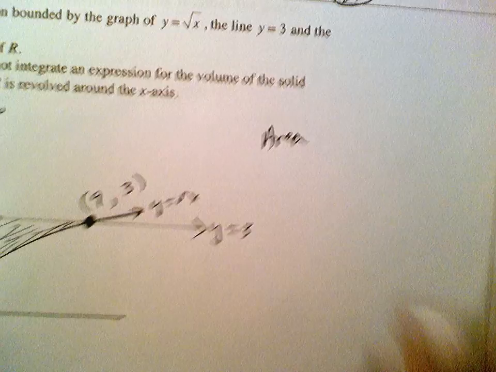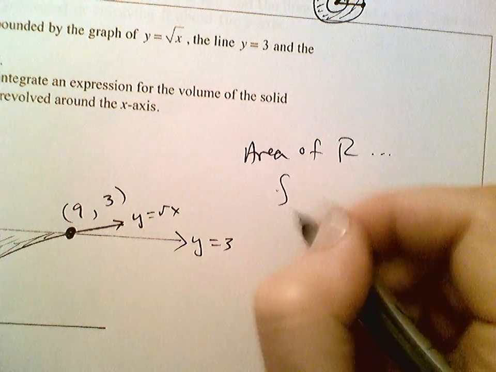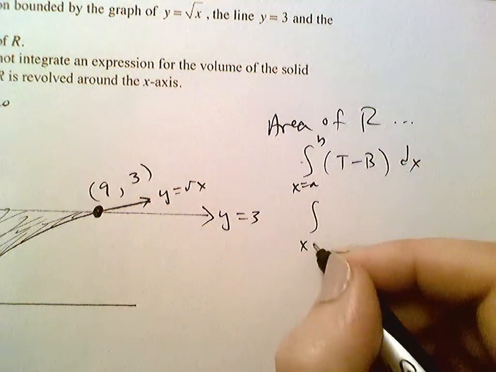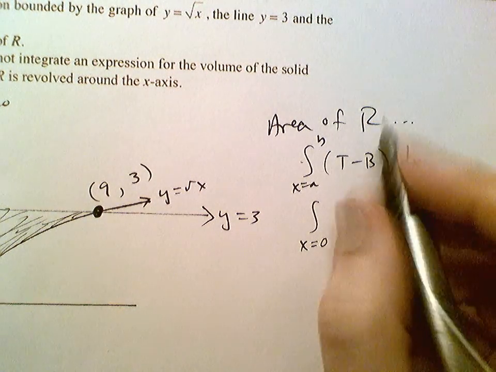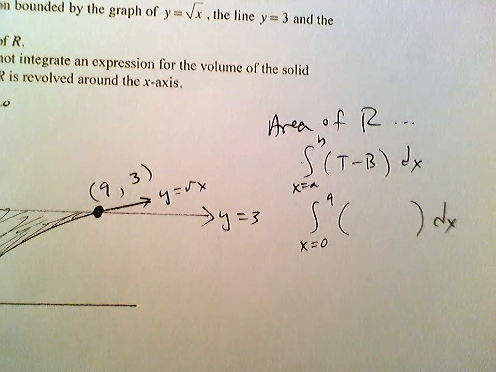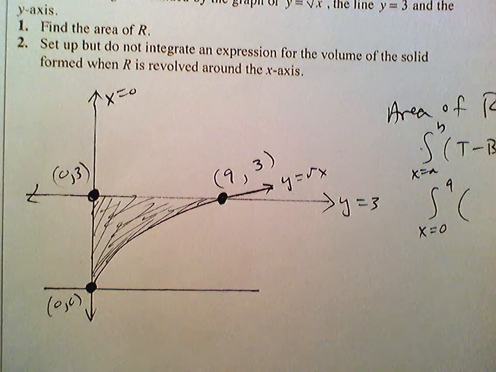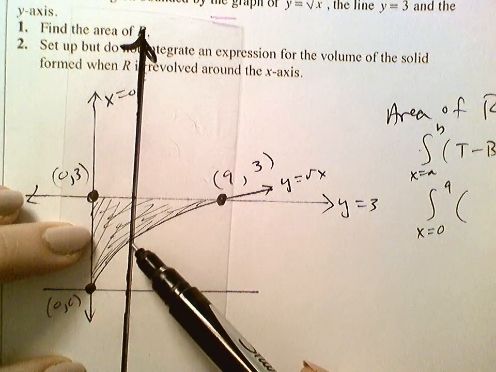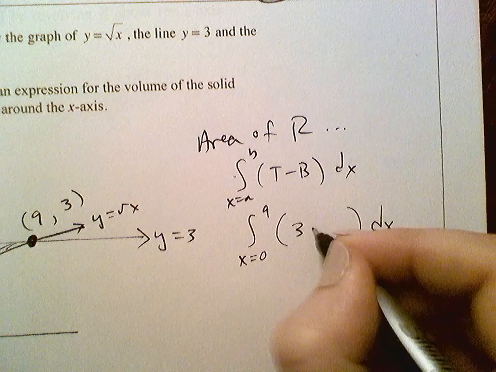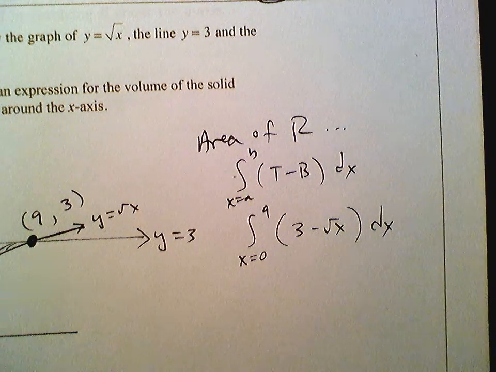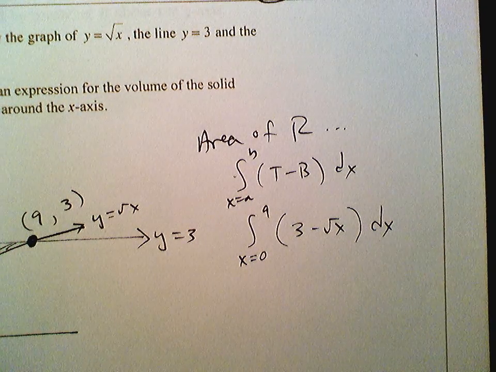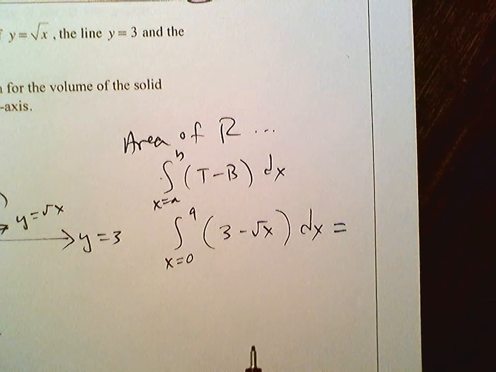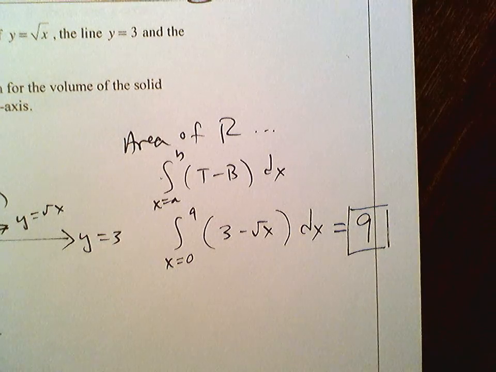So for the area of R, we would do the integral from x equals a to b, top minus bottom dx. In this case, the smallest x for the region is 0, the highest x for the region is 9, and then I need top minus bottom. It's helpful if you draw a little vertical line: top minus bottom. The top function is 3, the bottom function is radical x. So 3 minus radical x would go inside. I'll just use a calculator, guys, to speed things up. If you plug that in your calculator, you would get 9. A very nice area.